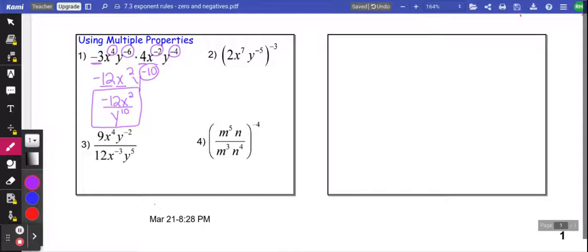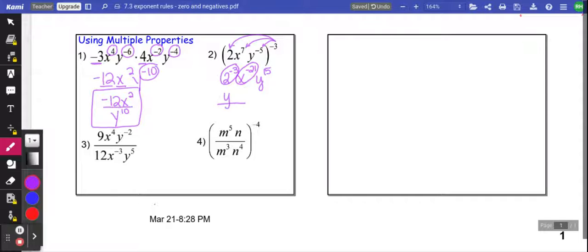Okay. Over here, number on the outside, which means you distribute. So I'm going to go to the 2, the x, and the y. This gives me 2 to the negative 3. X would be 7 times negative 3, which is negative 21. And y is a negative times a negative, so that would be a positive 15. So here, 2 and x both have the negative exponents, so they're going to go down.